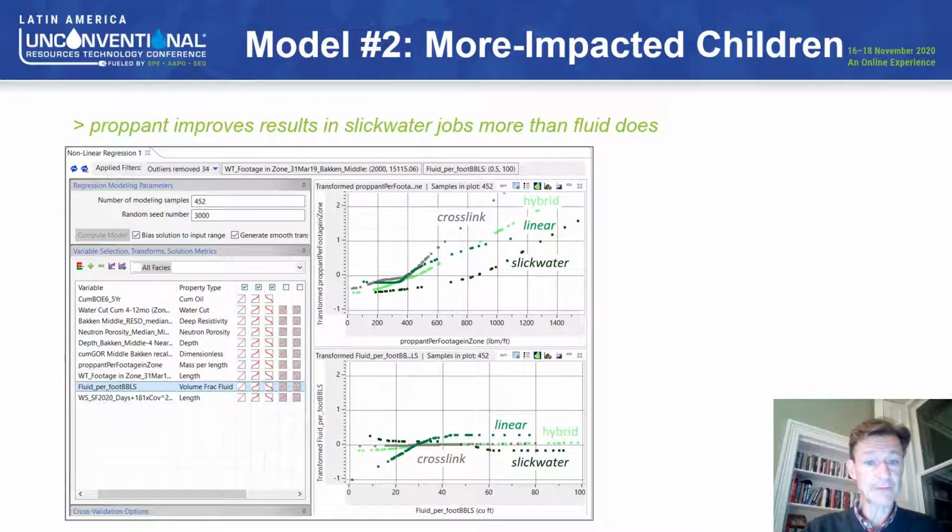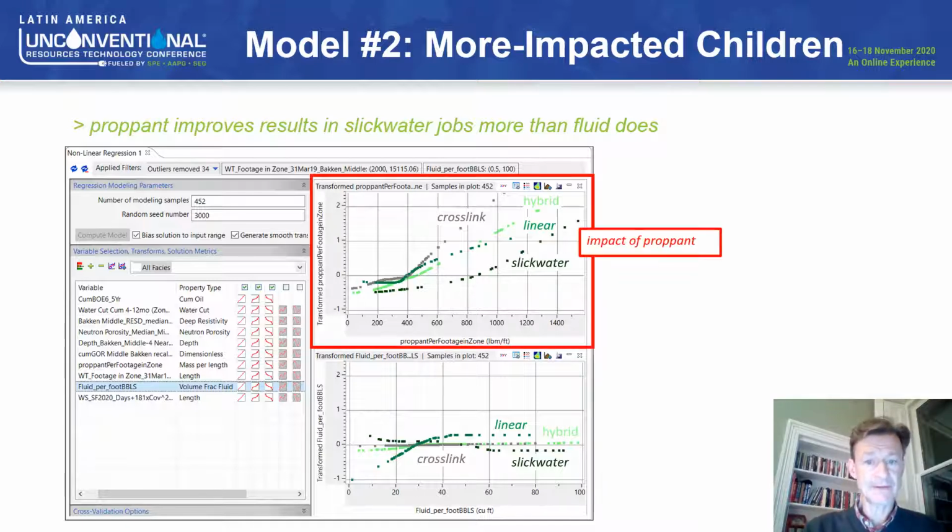If we look at those transformation plots on just the model for the more impacted children, you can see for proppant, slickwater jobs, here I'm going to focus on slickwater jobs because that's what people are pumping these days. If you're pumping a slickwater job on a more impacted child location, proppant has a pretty big impact. It can have a big negative impact if you don't pump enough of it, and it can have a pretty big positive impact if you do pump up to 1,000, 1,400, maybe even more pounds per foot. Very big impact on the slickwater jobs.